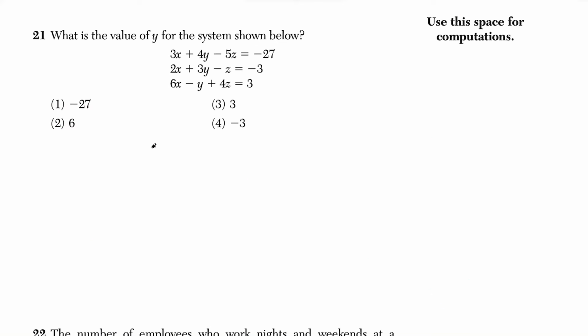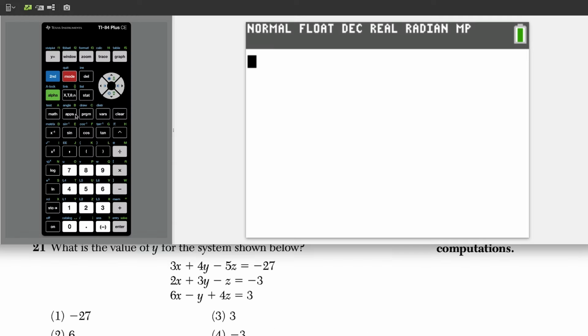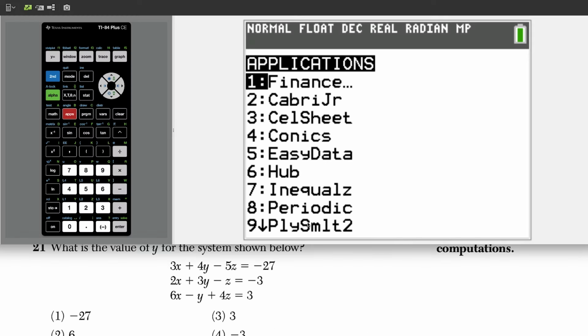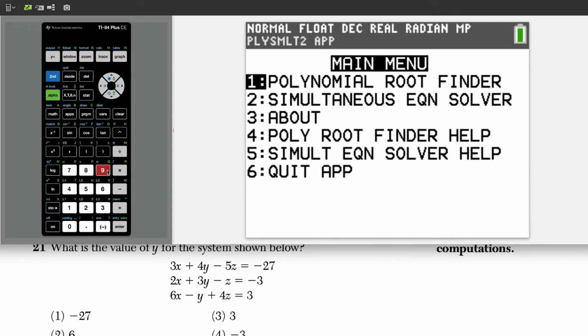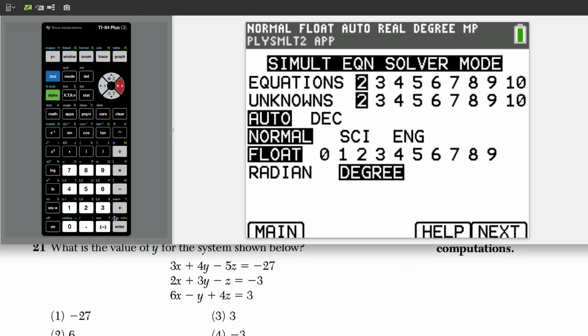Question 21, what is the value of y for the system shown below? For this one, we could just use the calculator. We press apps and go to number 9. And I'm going to select simultaneous equation solver. So that's option 2. We have 3 equations and 3 unknown variables. Okay, and we press graph so that we go next.